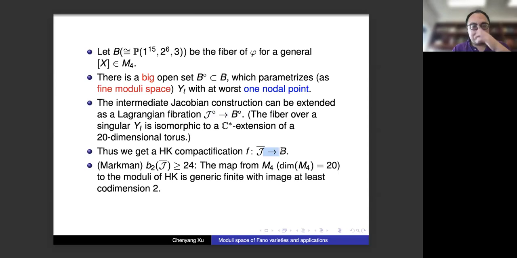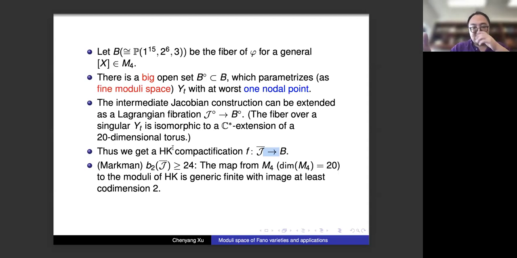So here, again, the point that we make all the computation on B is just to verify that there is a big open set such that the fine moduli space is isomorphic to the coarse moduli space, and this big open set parameterizes the cubic fivefold with at worst one nodal point. So the second condition is somewhat standard, but the first one, you have to do this calculation. And then at the end of the day, you just have to prove that this map from this moduli space of cubic fourfolds, which is dimension 20, to this moduli of this HyperKahler we construct is generically finite.